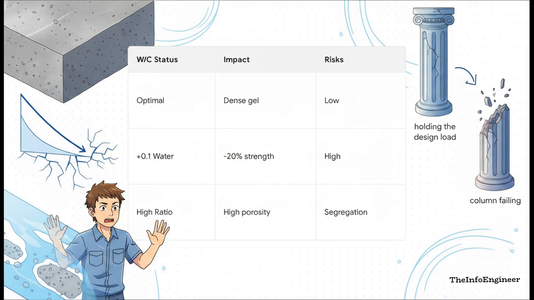A 15 to 20% strength drop. That is literally the difference between a column holding the design load and a column completely failing. High water ratios also lead to decreased cohesion, massive porosity, segregation, and honeycombing. And this is exactly why you fight the pump operator.